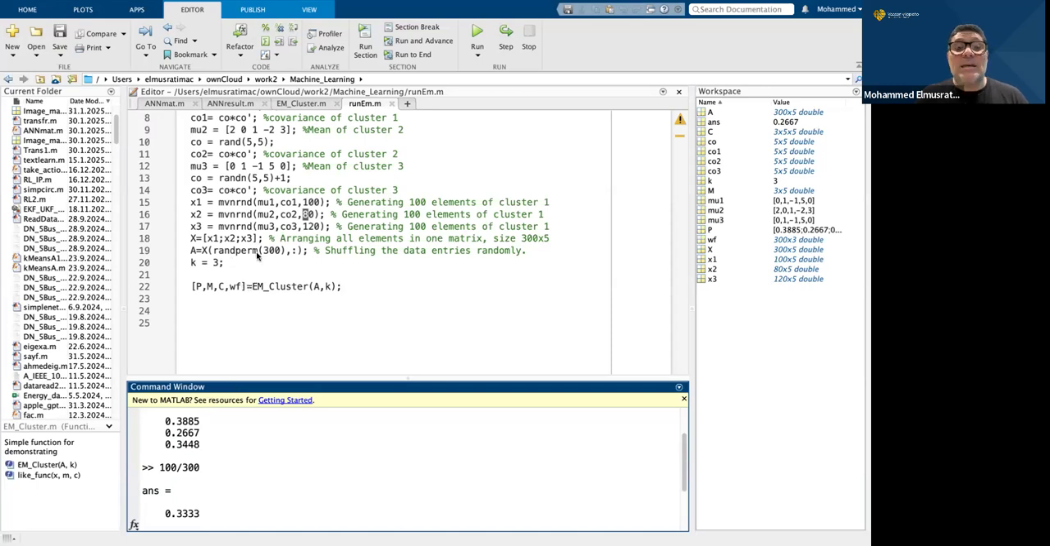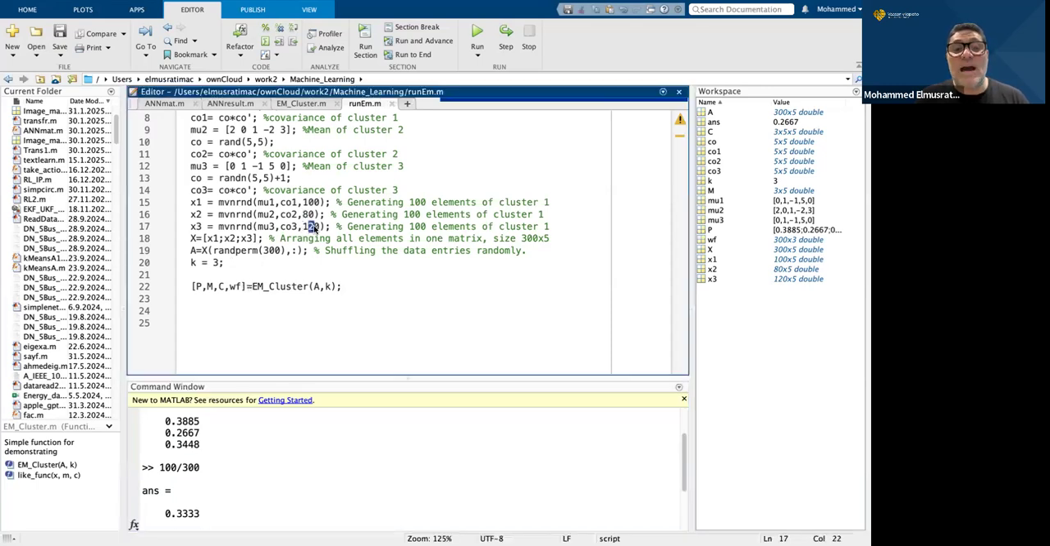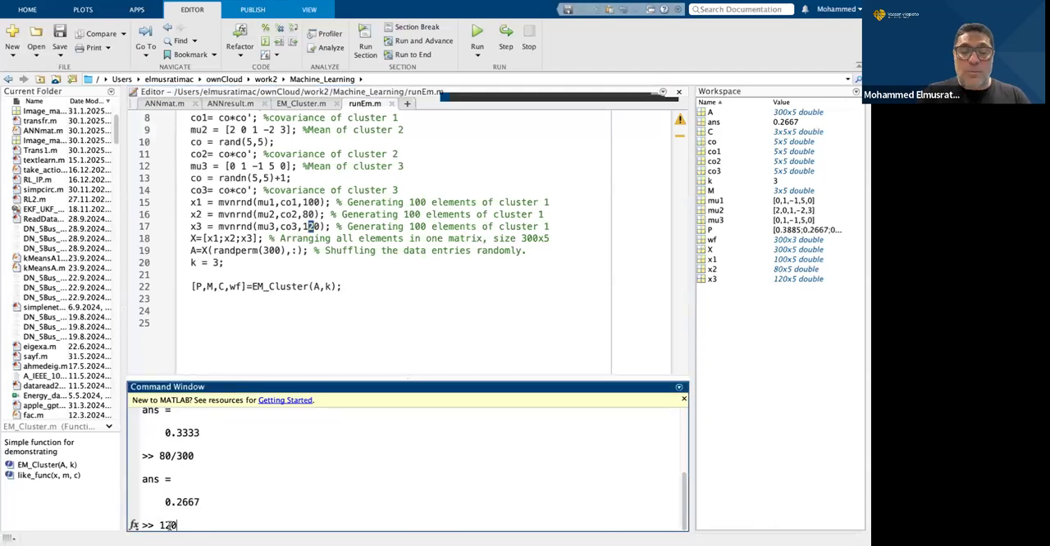And finally, the third cluster should be 120, which means the prior probability of this data should be 120 divided by 300, which is 0.4. Now it gives 0.3885, quite close.